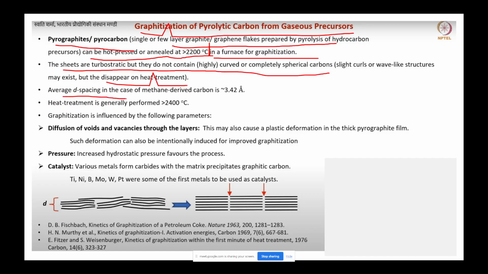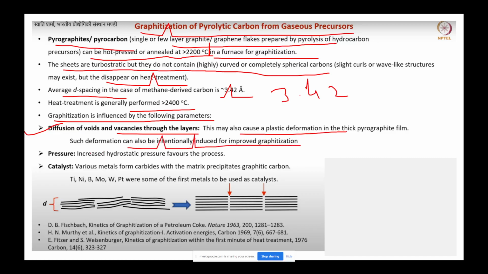The average d spacing in the case of methane, as we discussed in the last slide, is 3.42. Heat treatment is generally performed above 2400 degrees centigrade, and graphitization is influenced by the following parameters. The first one is diffusion of voids and vacancies through the layers. When you apply some heat, or a pyrolytic film is there, then plastic deformation in a thick pyrographite film will occur. Such deformation can also be intentionally induced for improved graphitization.